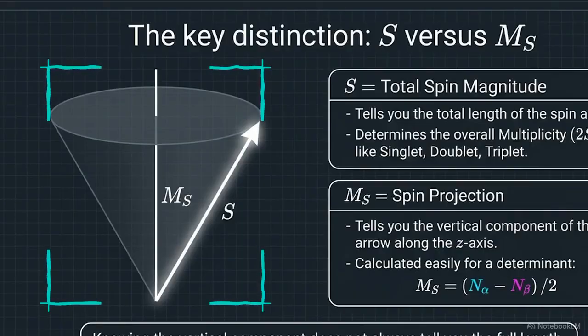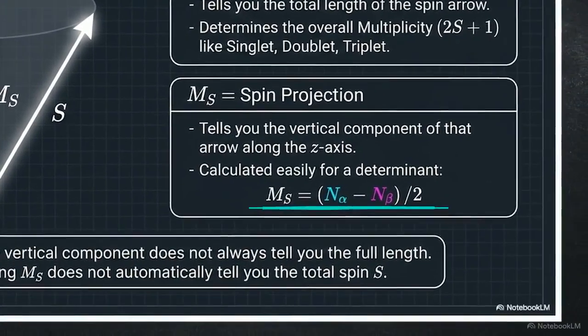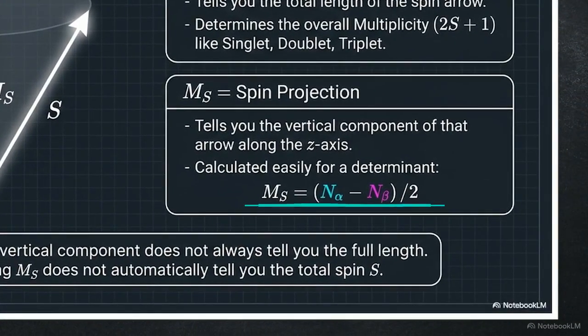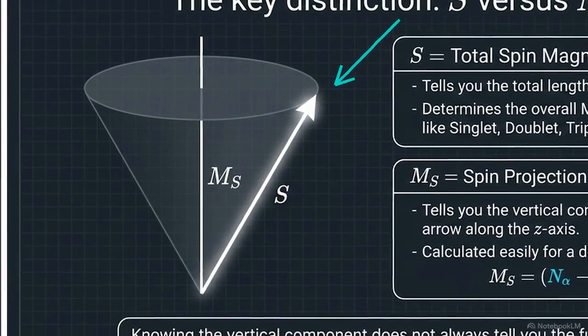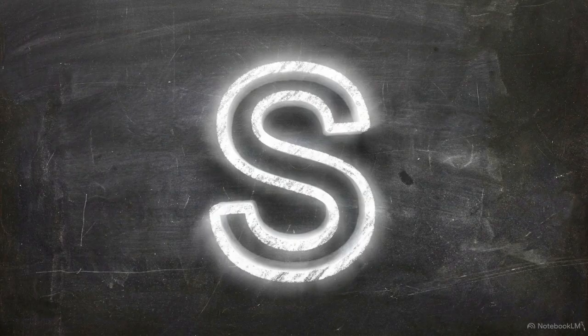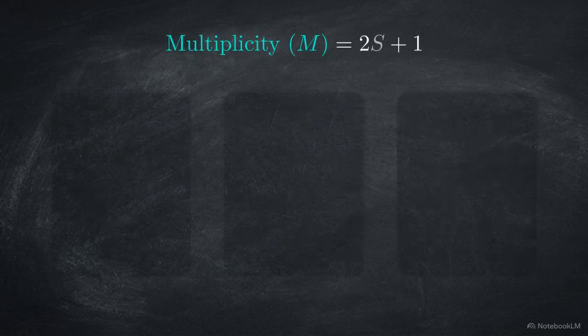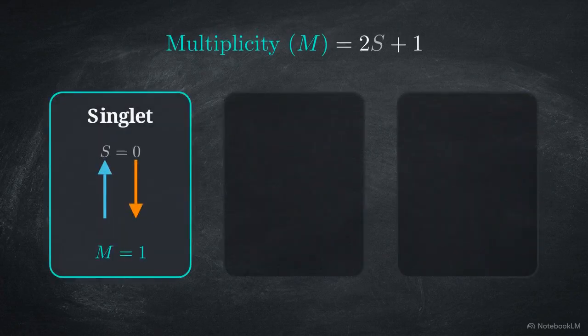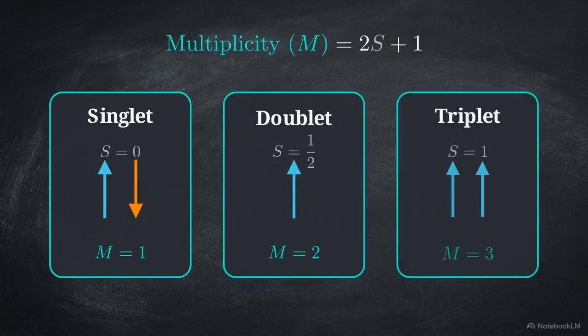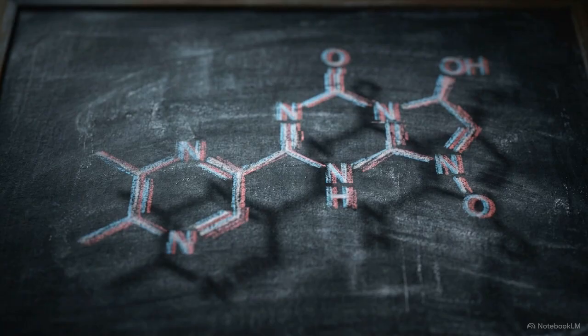This vector cone diagram shows why vertical projection, ms, does not equal total magnitude, S. ms is an accounting metric measuring the alpha-beta imbalance along the z-axis. But the physical S vector can possess multiple different overall lengths while maintaining that exact same vertical projection. The total magnitude, S, is the critical quantum number. It dictates the overall physical multiplicity of the state, defining whether a molecule is a singlet, a doublet, or a triplet. Relying solely on ms parameters leaves the physical state of the molecule unresolved.